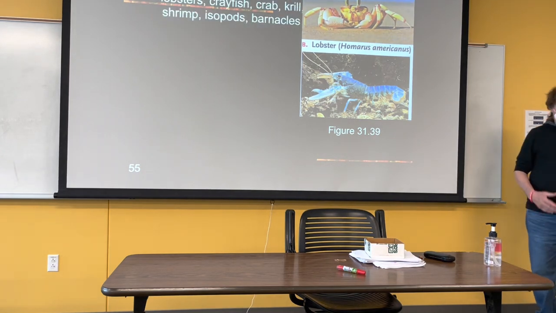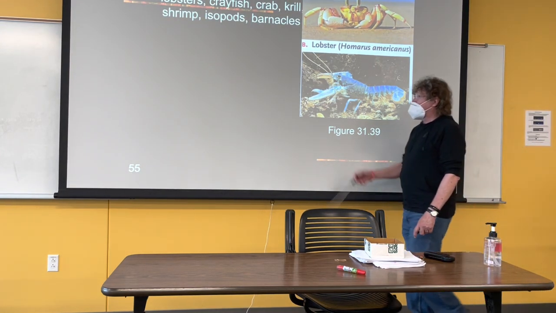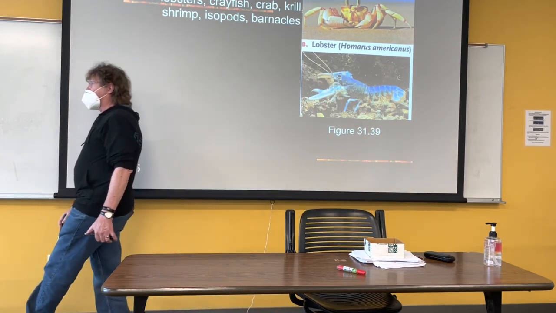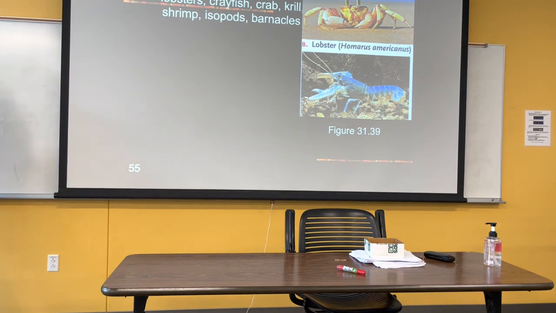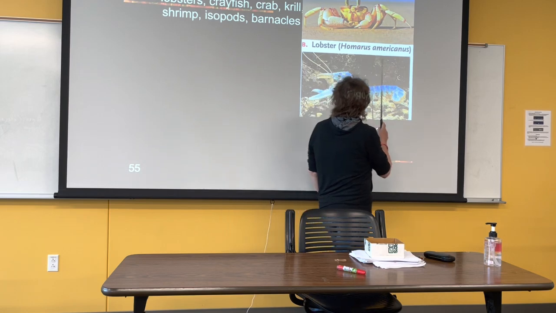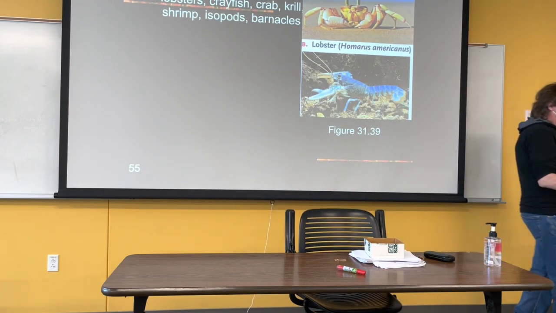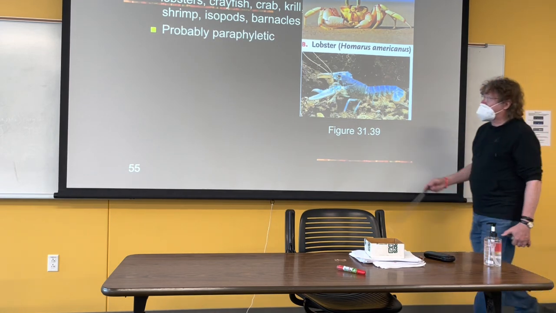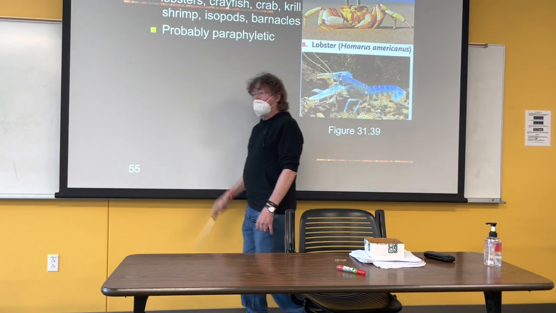Now crustacea, this is mostly marine, freshwater. There's one group of crustaceans that happen to be terrestrial, and that happens to be roly-polies. Okay, they're called isopods, but you probably would recognize them as roly-polies. Those are crustaceans. They belong to a different group. This is a big group, and it includes crabs, lobsters, krill, barnacles, and many others. And I say here probably paraphyletic. Get rid of that. It is paraphyletic.